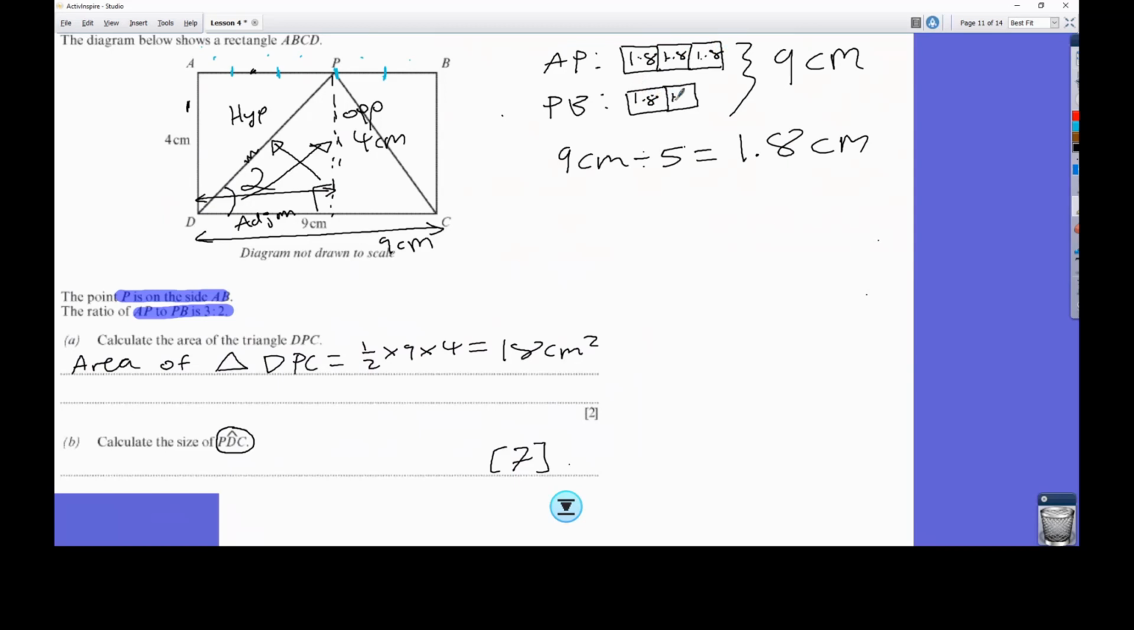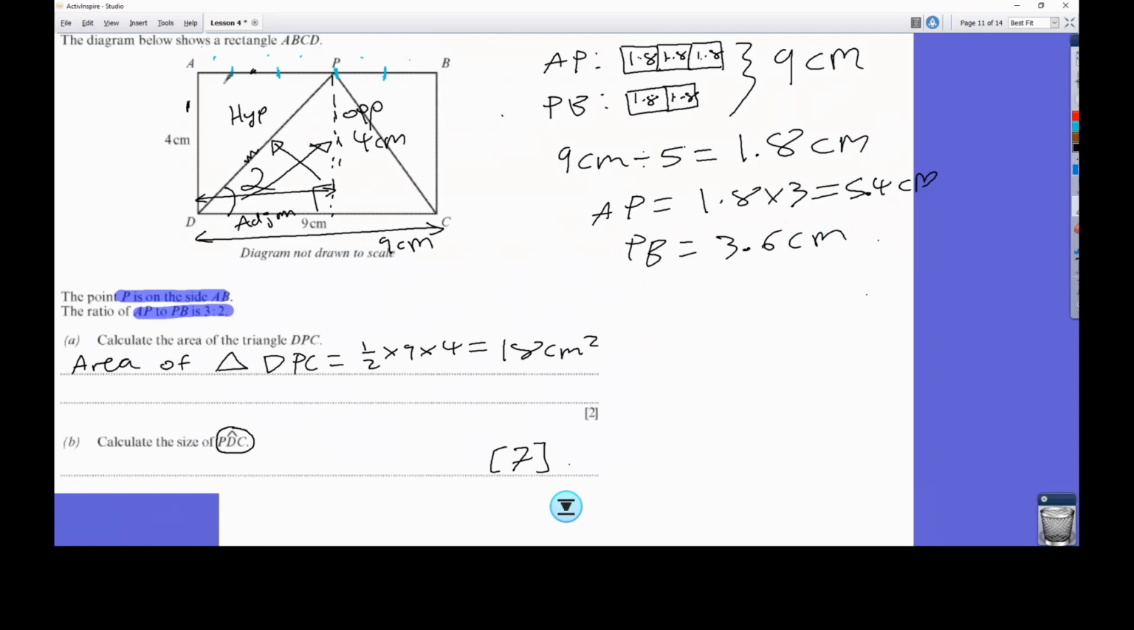So that means that AP, which is worth 3 of these units or boxes, is going to be 1.8 times 3, which is 5.4. So I could say AP is equal to 1.8 times 3, which is 5.4 centimeters. And for completeness' sake, PB then is going to be 1.8 times 2, which is 3.6 centimeters. And if I add those up, I get 9 centimeters. So it's sensible, that's what I would expect.